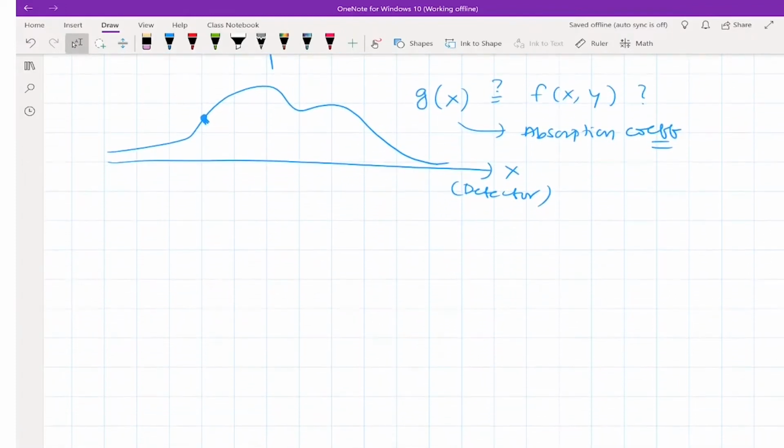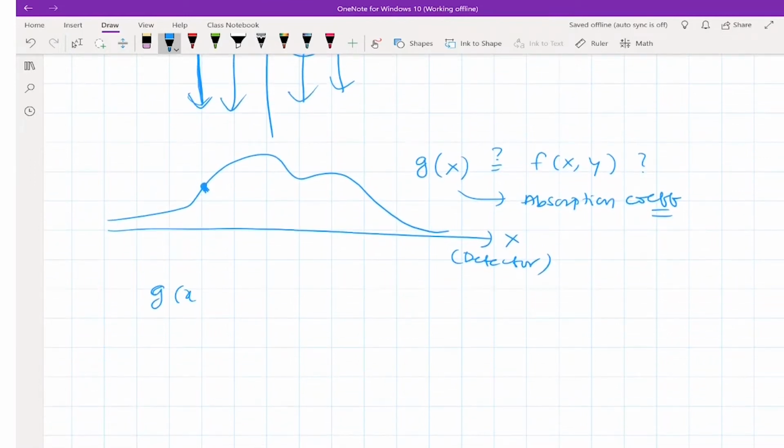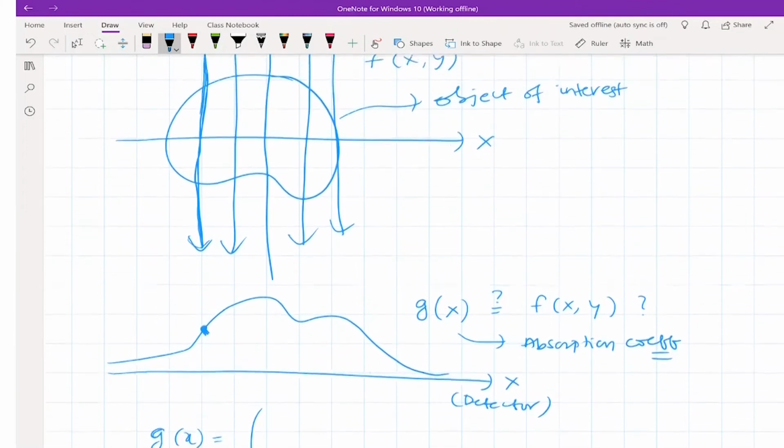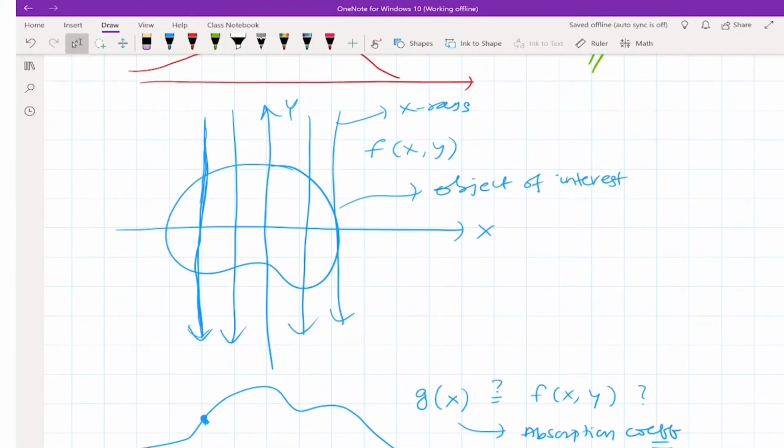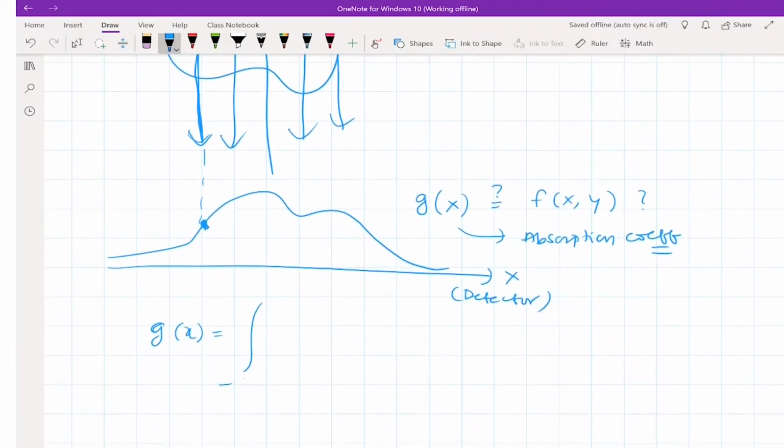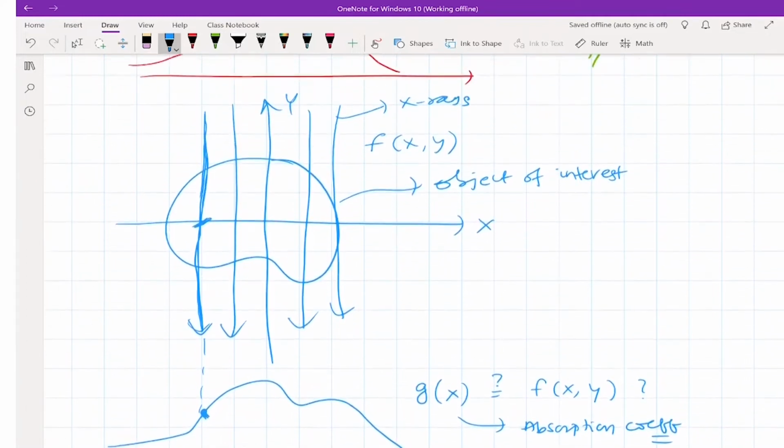So how could I express my g of x here? g of x would be equivalent to integrating along the y-axis. You could see here the x value is constant. When I am getting its value here, you are integrating over all values of y, from minus infinity to plus infinity, of f of x comma y. So this is y varying from minus infinity to plus infinity.